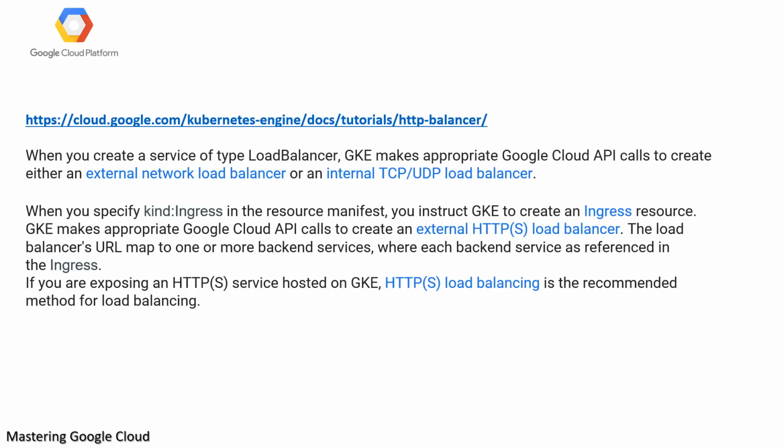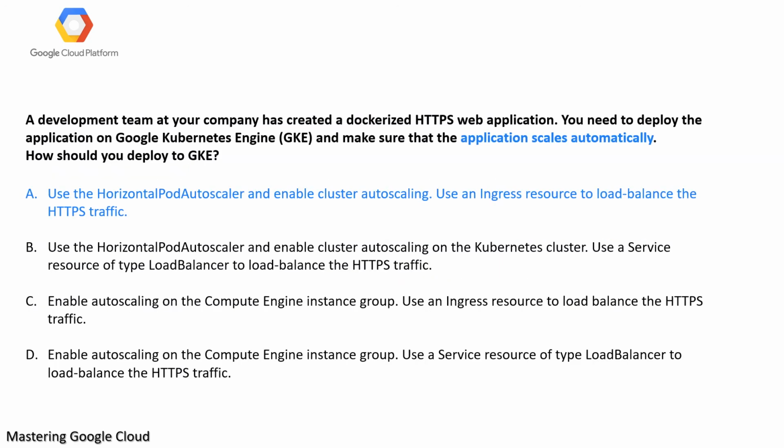So when you create a service of type load balancer, GKE makes the appropriate Google Cloud API call to create either an external network load balancer or internal TCP/UDP load balancer. When you specify an ingress in the resource manifest, you instruct GKE to create an ingress resource. GKE makes appropriate Google Cloud API calls to create an external HTTPS load balancer. The load balancer URL map to one or more backend services where each backend service is referenced in an ingress. If you are exposing an HTTPS service hosted on GKE, HTTPS load balancing is the recommended method of load balancing. So option A is the right choice.